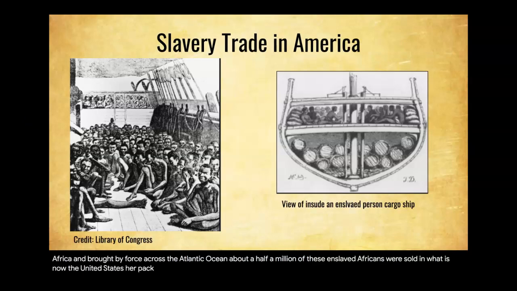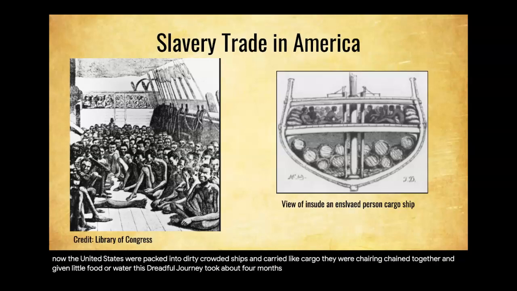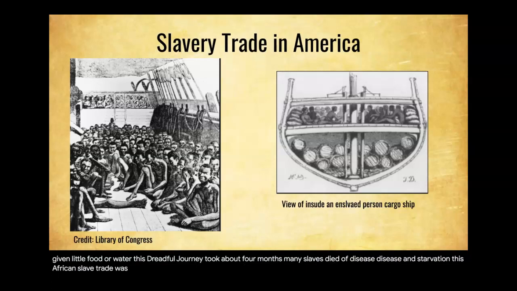Slaves were packed into dirty, crowded ships and carried like cargo. They were chained together and given little food or water. This dreadful journey took about 4 months. Many slaves died of disease and starvation. This African slave trade was banned in 1808, meaning companies could no longer bring new slaves to the Americas, North and South, but slavery continued in the United States.